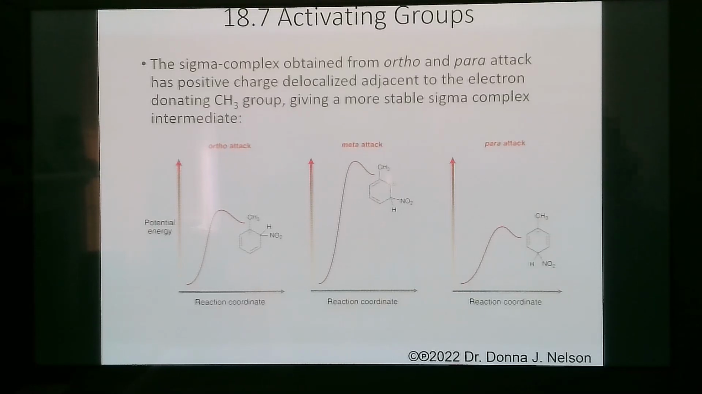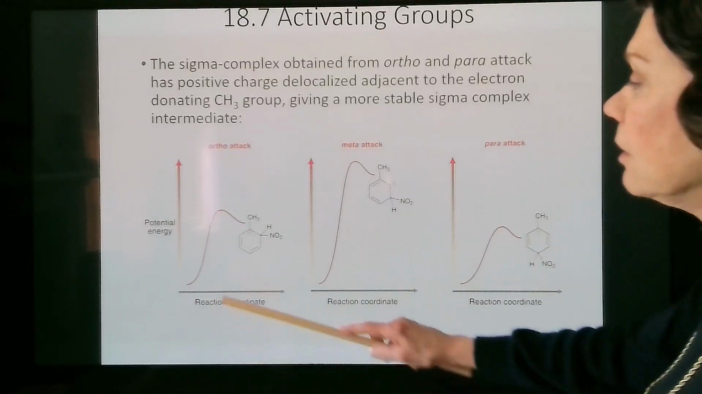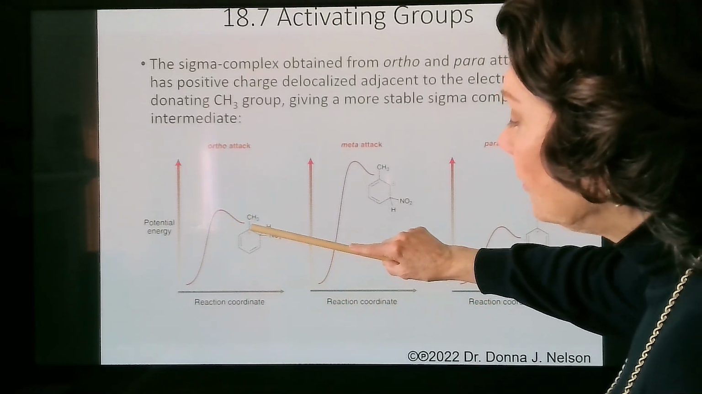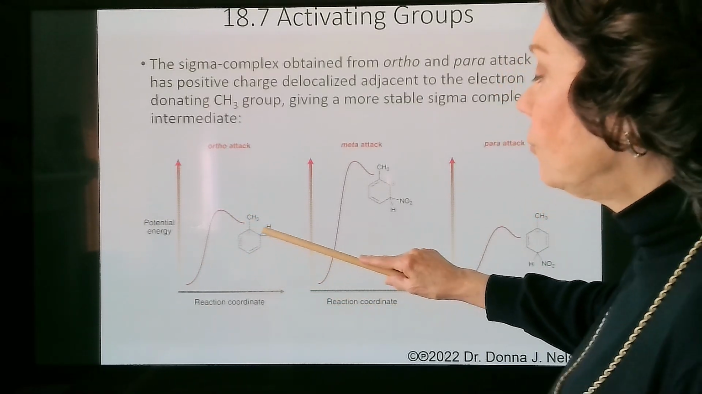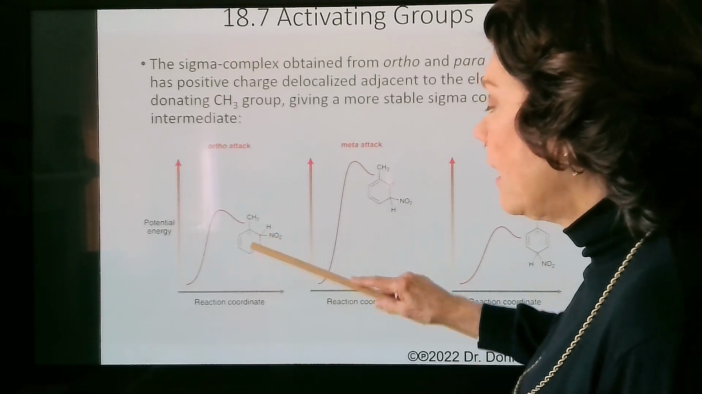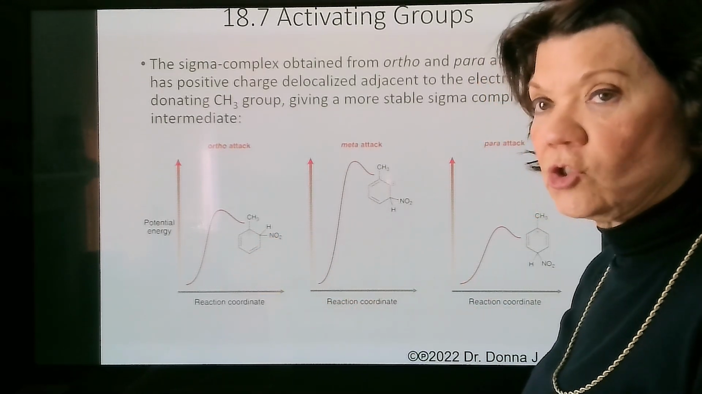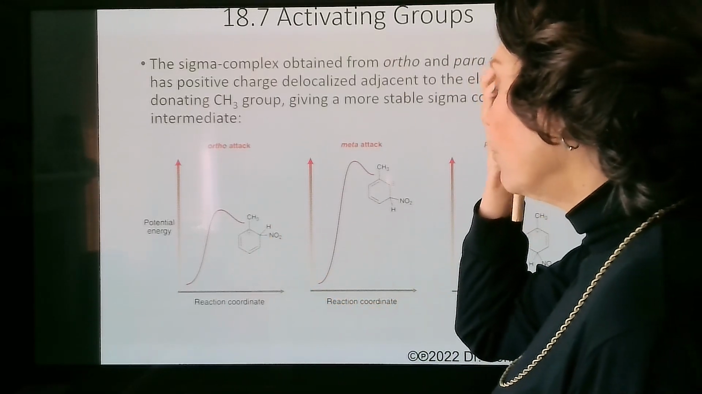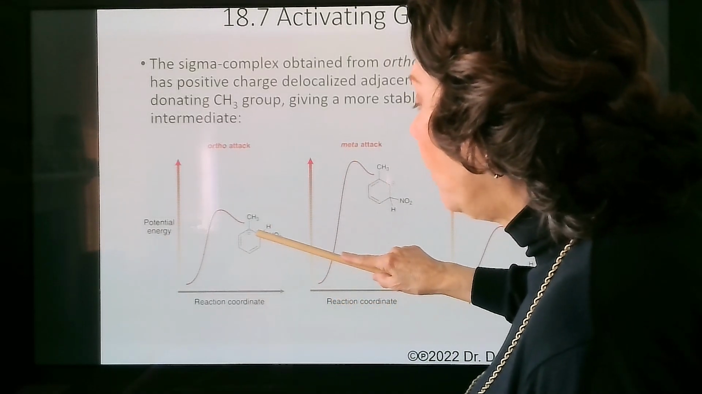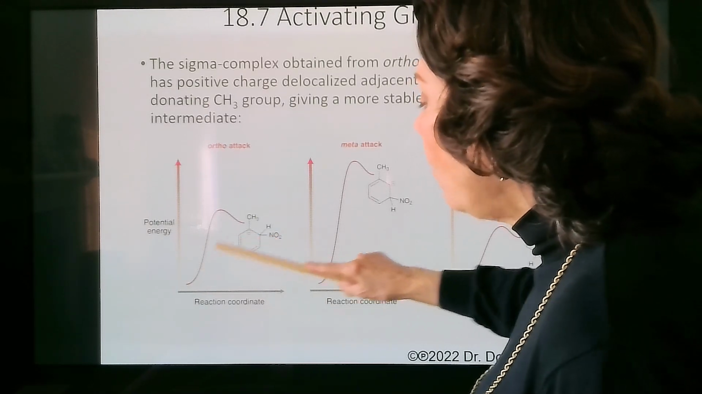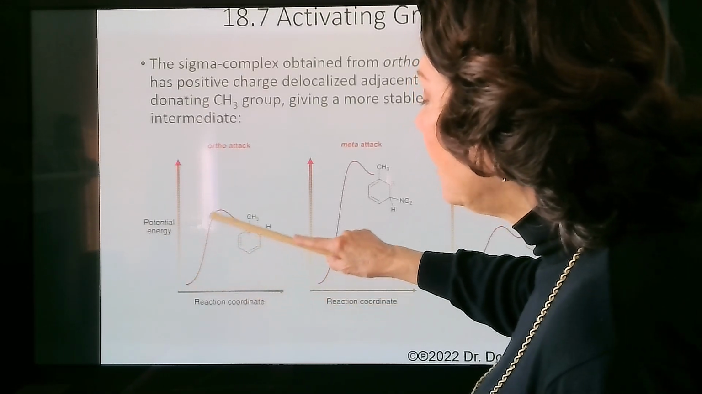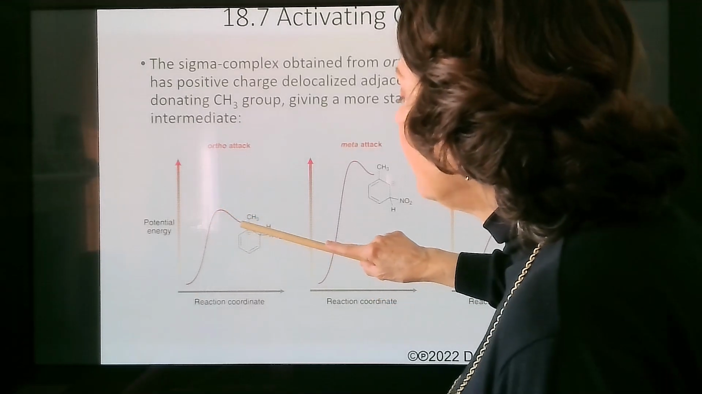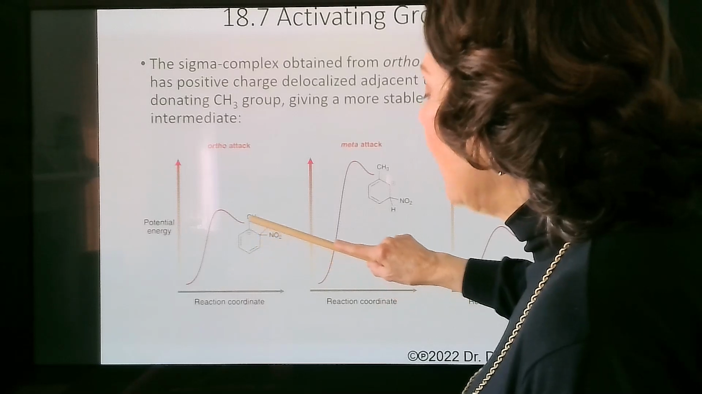So let's compare the energy diagram. So here is the ortho attack. You can see it's going through this structure, this carbocation. Only one of the resonance structures is shown. The other resonance structures are all still contributing, but this is the most stable one. And so notice that you've got the reactants leading up to, over the barrier and leading to the reactive intermediate.